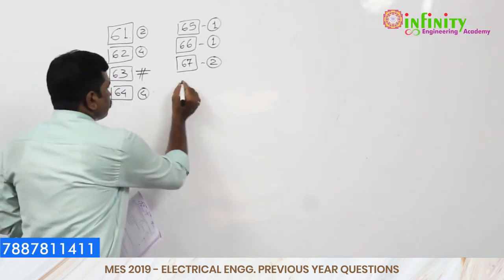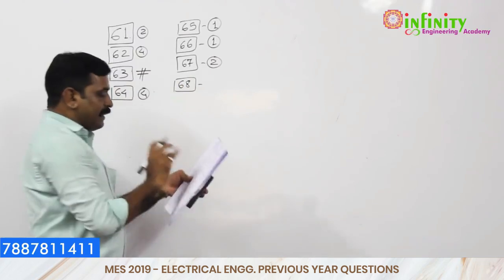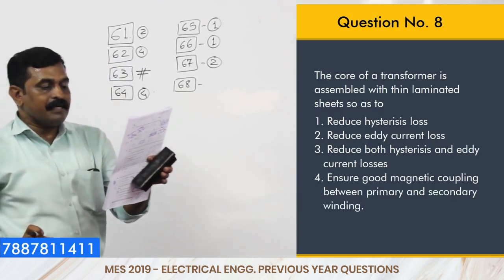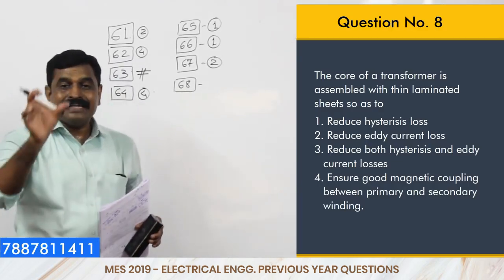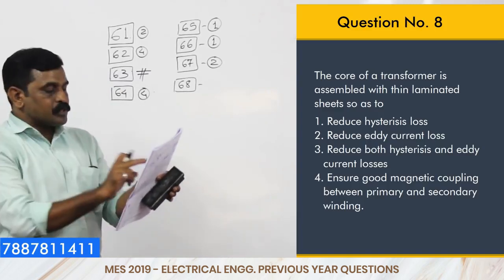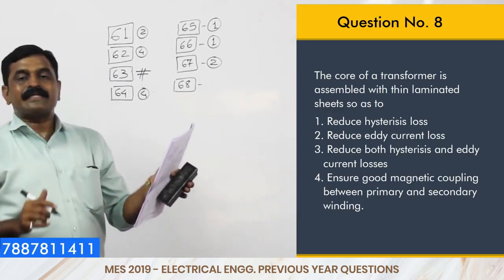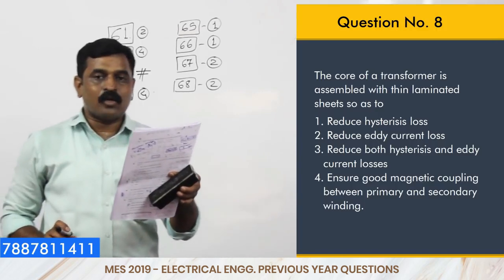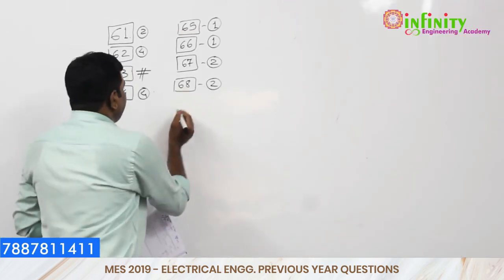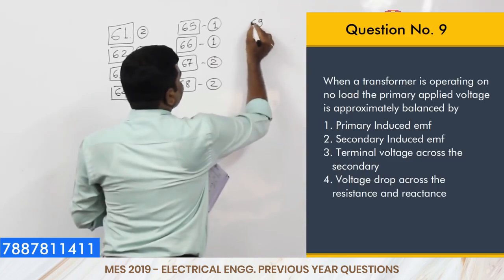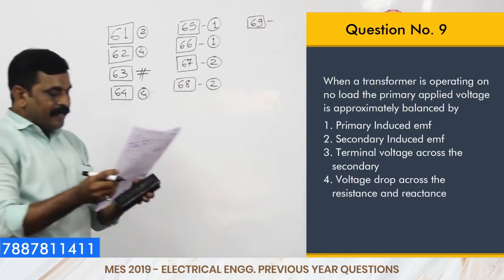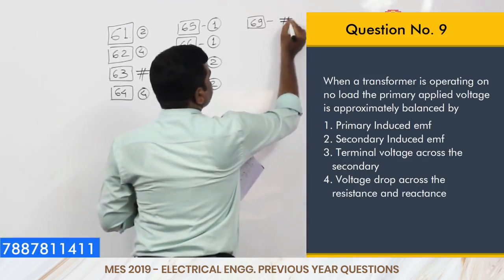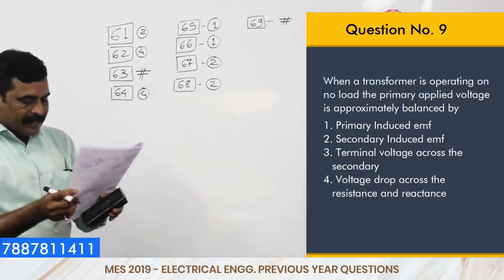Question number 68 relates with the losses in a transformer. The core of a transformer is assembled with laminated sheets. Laminated sheets are used to reduce the eddy current loss in any transformer. That's why option 2 is correct for this, that is, reduce the eddy current loss. Then question number 69, last but one question. Again it is somewhat, we can say, a tricky question. That's why you should go for the MPSC site for the exact key.